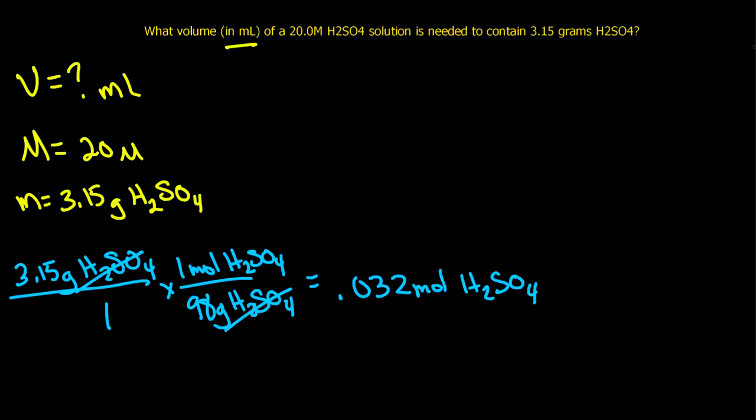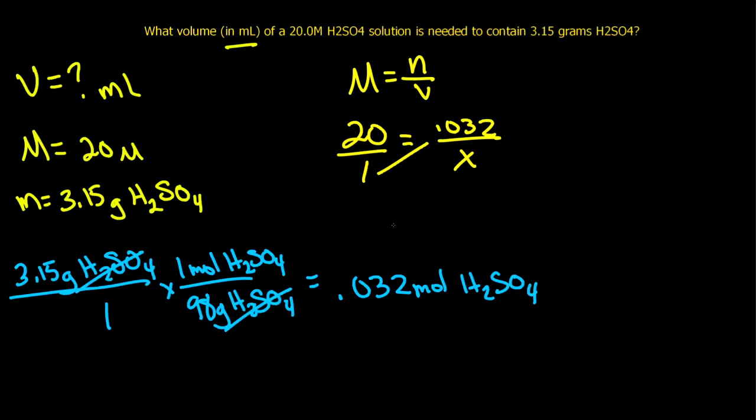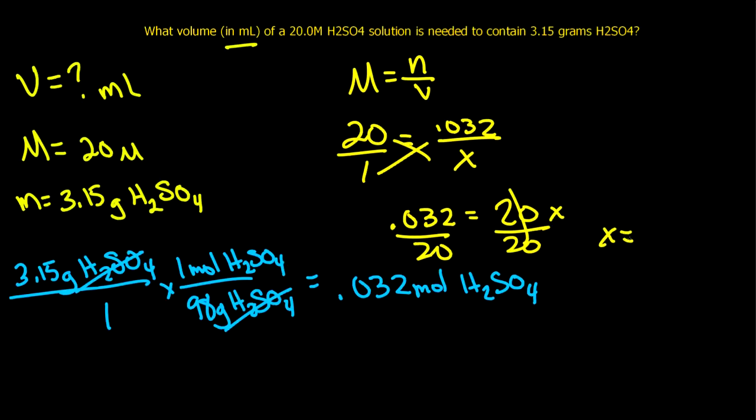Alright, now we got moles and we got molarity. We can figure out our volume. So molarity equals moles over volume. Our molarity is 20. Our moles is 0.032. And our volume is X. We'll stick 20 over 1, cross multiply. 1 times 0.032 is 0.032. 20 times X is 20X. I divide by the value with X, that cancels. Divide by 20. X equals 0.002. And this is liters, but we want our answer in milliliters.